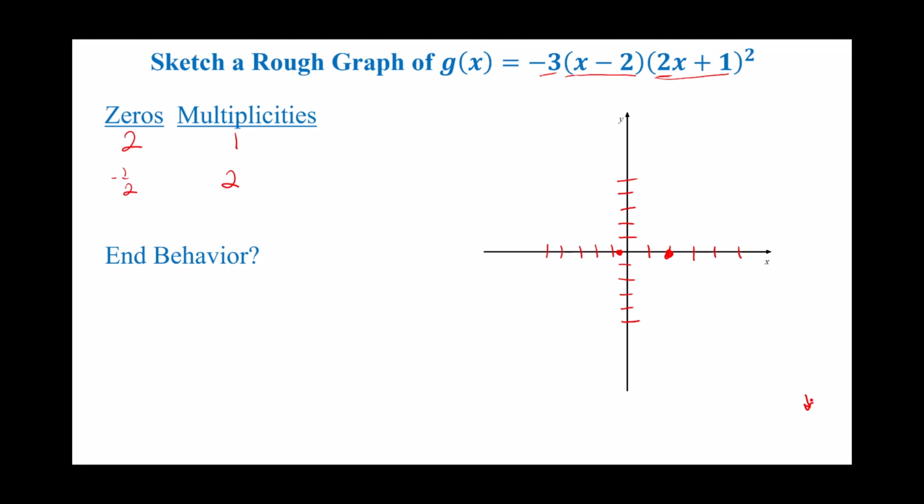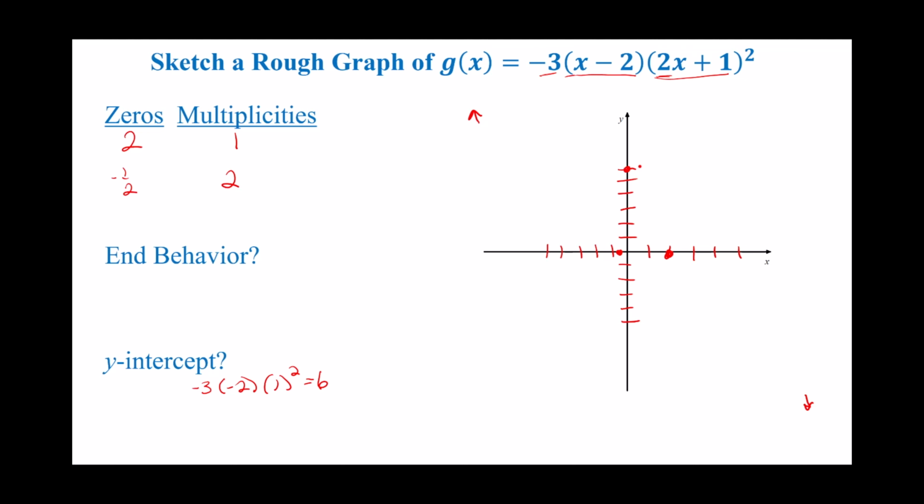Now our degree is 3, which is an odd number, so the left side goes the opposite direction of the right side. Again, those arrows that I just drew are not part of the graph. They're just to remind me what's going on. The y-intercept. So when x is 0, we would get negative 3 times 0 minus 2 times 1 squared, which would be 2 times 3 times 1 is 6. So we have a y-intercept at 6.